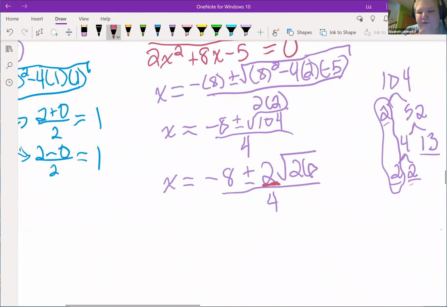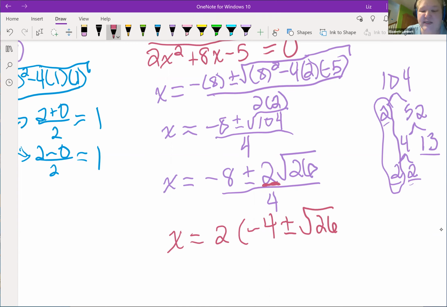What I prefer to emphasize in class, though, is when we reduce, we are dividing the top and dividing the bottom by a number. I'm not going to write divide by 2 everywhere. I'm going to factor 2 out. So 2 comes out of the top. This would leave negative 4 plus or minus the square root of 26. So this number has to factor out of both parts. And the plus or minus just stays with the square root. The bottom is 4. We could also write it as 2 times 2. I'll go ahead and do that.